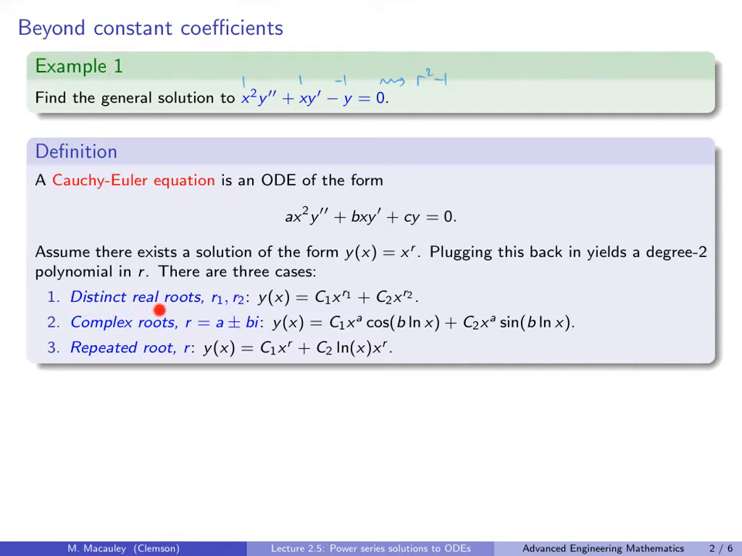Distinct real roots. This is like what we did in example 1. Suppose those roots are r1 and r2. Then the general solution is y of x equals c1 x to the r1 plus c2 x to the r2. When there are complex roots, let's call them a plus bi, then, as before, you could write the general solution as c1 x to the r1 plus c2 x to the r2, but that's not desirable because what does x to the a plus bi actually mean?